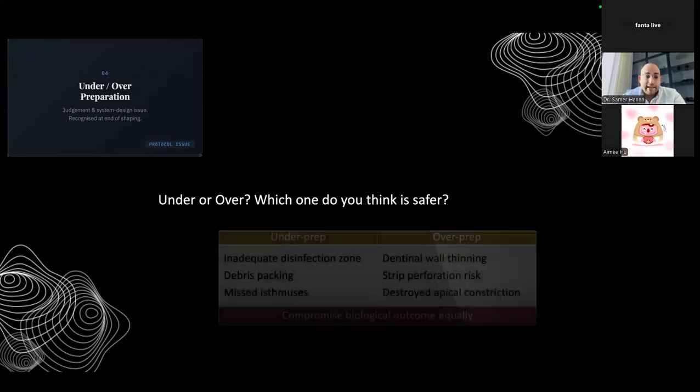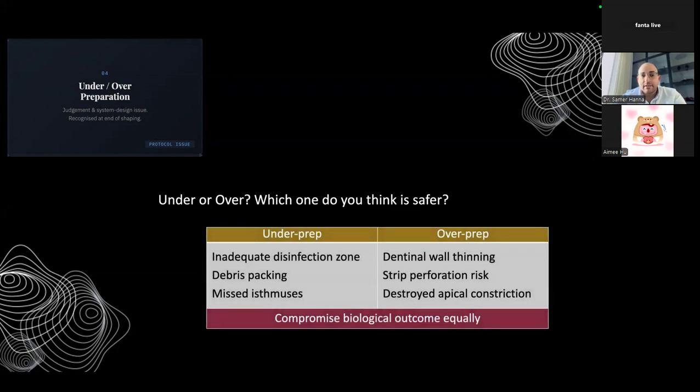However, I think this thought is completely wrong, because whether it's under or over, both of them compromise the biological outcome equally. Both of them have different ways of affecting the failure of the teeth. Whether under preparation, this is where inadequate disinfecting zone, debris was packed in this area, missed isthmuses, missed cleaning, and this will definitely cause failure.